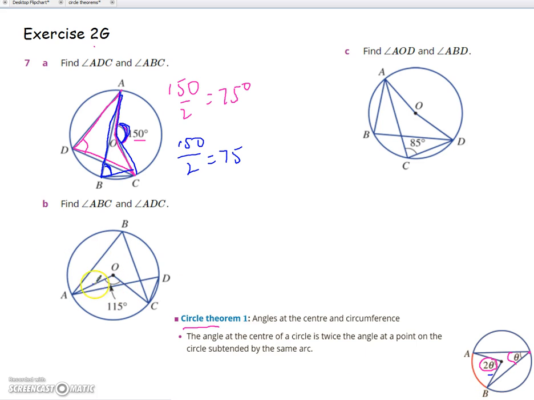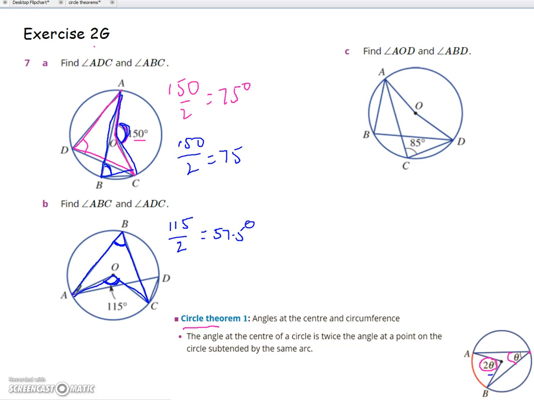Same with this one. Let's have a look at ABC here. Okay, there's 115. This angle in here is going to be half of 115, which is going to be 57.5 degrees.